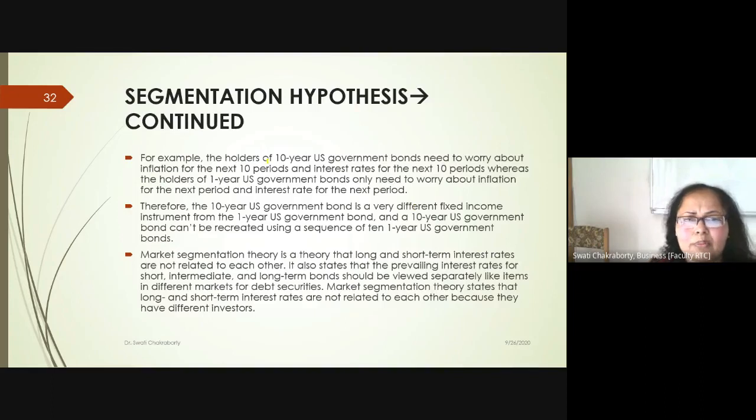So, for instance, what happens if someone is holding 10-year US government bonds? It could be any government. They need to worry about inflation for the next 10 years and the interest rate for the next 10 years. Whereas if someone is holding a 1-year bond, they need to worry about inflation and interest for the next period only. That's why I said it's more fluctuating, right? Because in one short span of time, anything can happen. With a 10-year bond, it's much more stable, things get better, there's more time.